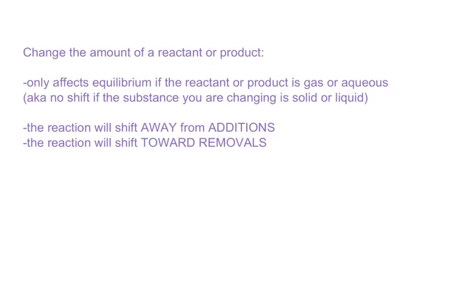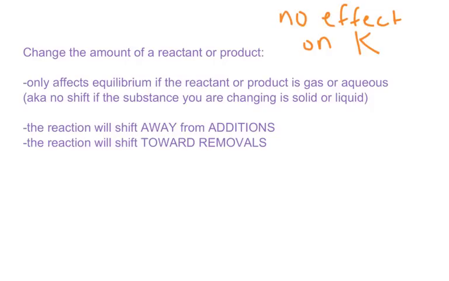So the first one is to change the amount of a reactant or a product. Now, this only affects the equilibrium if the reactant or product is gas or aqueous. I already mentioned that. So no shift if the substance you are changing is a solid or a liquid. And one thing I want to point out is this, changing the amount of the reactant or product, there is no effect on the K value, on the equilibrium constant. Remember, equilibrium constant is a constant for each reaction. So changing the amounts of one of our reactants or products isn't going to change what that K value is.